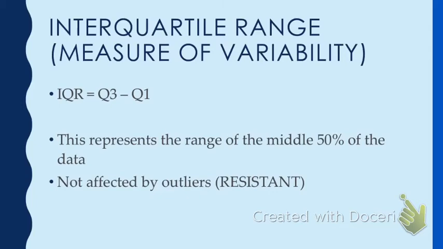And then the last thing is the IQR, the interquartile range. To find that, you're going to take the third quartile minus the first, and it represents the middle 50% of your data. We also say that this value is not affected by outliers. It is resistant.